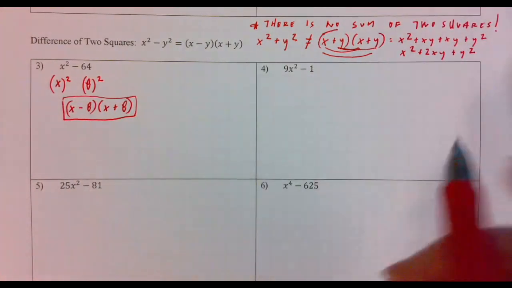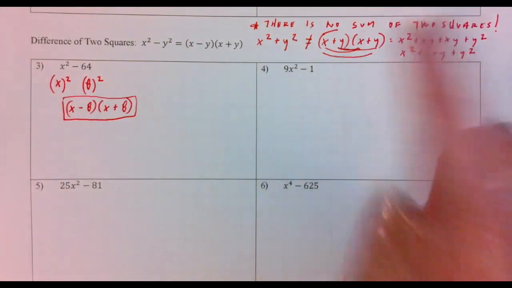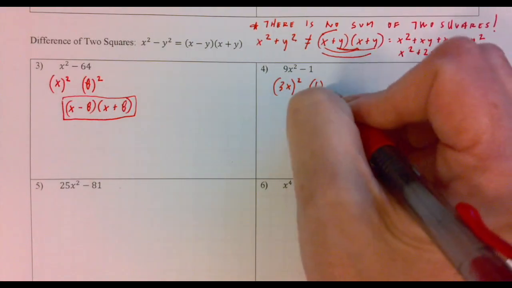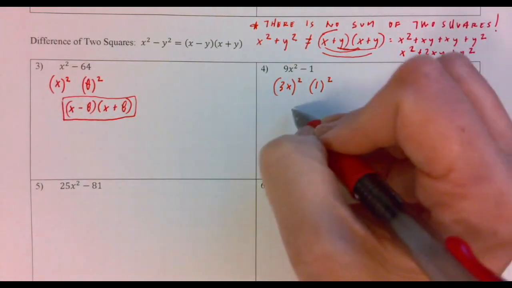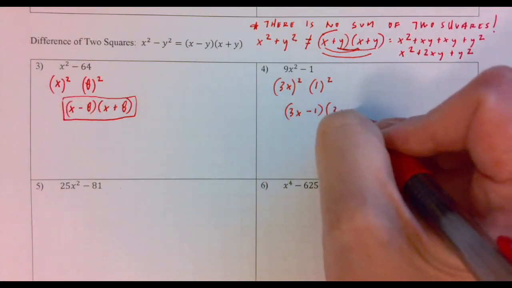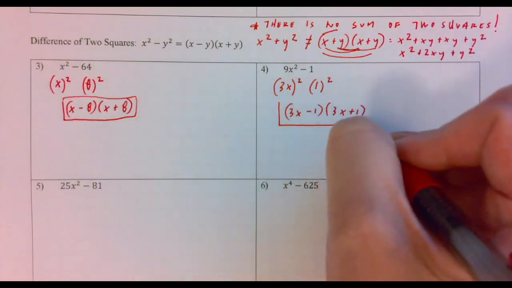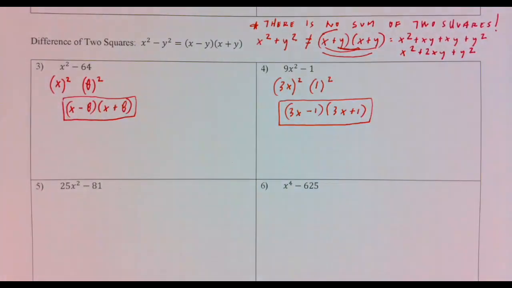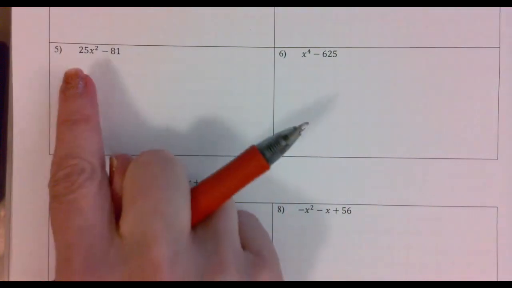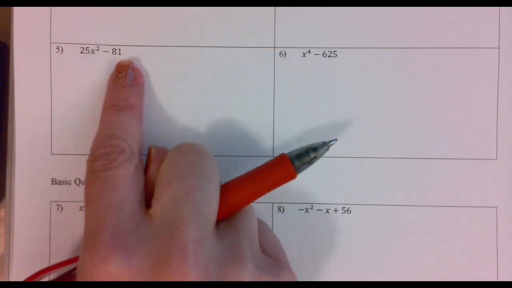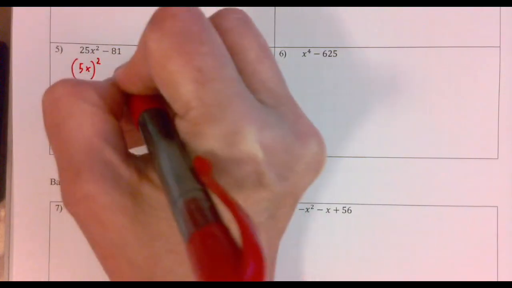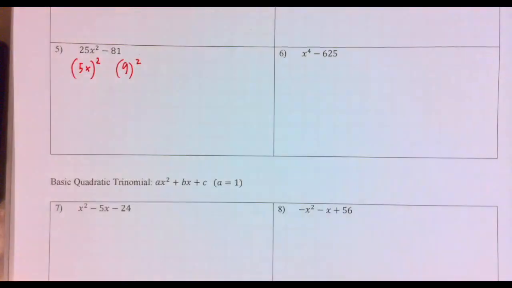Okay, over here in 4, perfect square. This is 3x, quantity squared, and 1 squared. Fits the pattern. So 3x minus 1, 3x plus 1. Okay, next up. Okay, perfect square, perfect square. I can see that this is 5x, quantity squared, 9 squared.